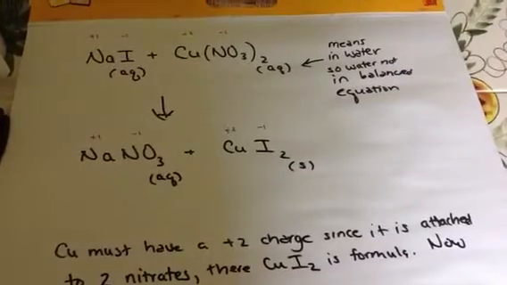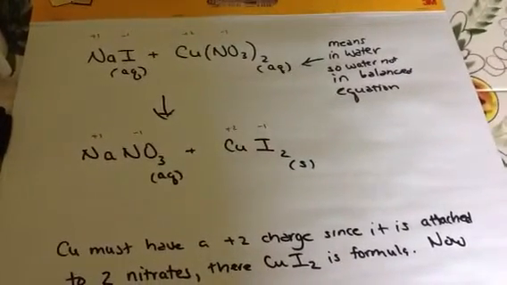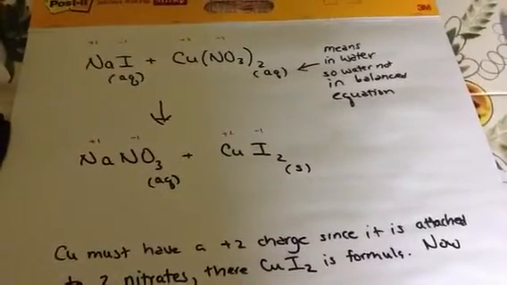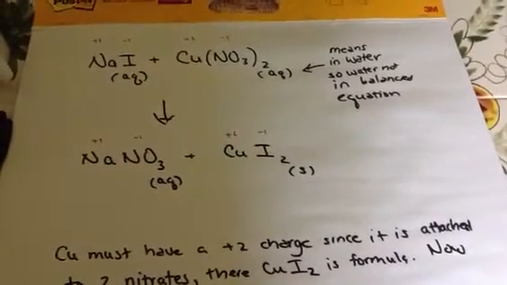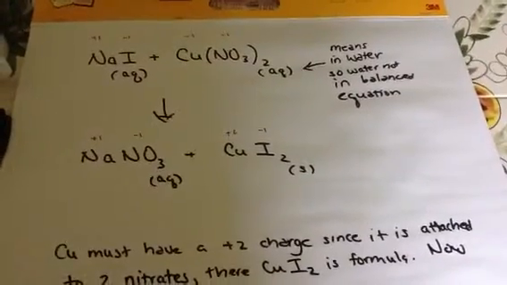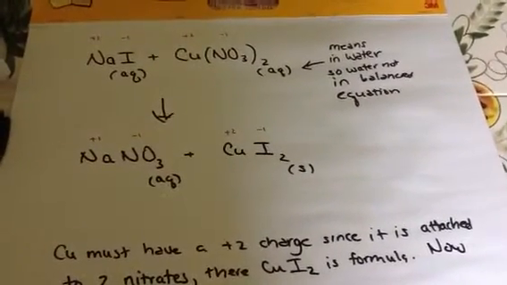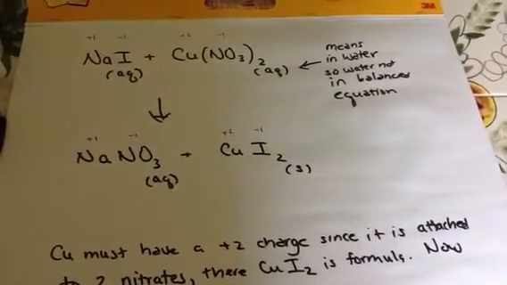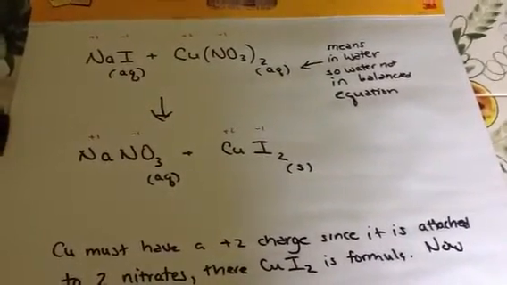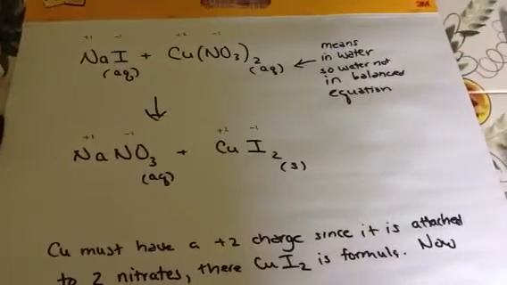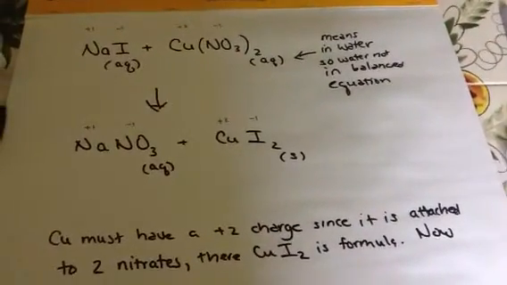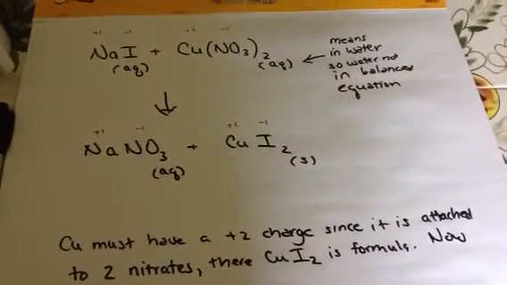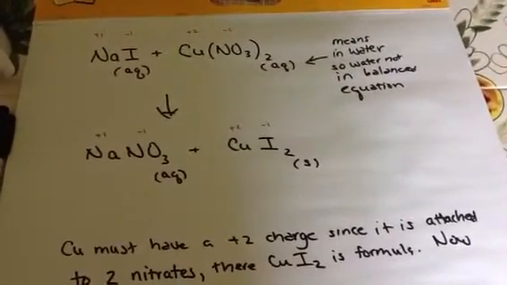So you see sodium is +1, iodine is -1, copper is +2, and nitrate, if you look that up on your polyatomic table, that's -1. So that's why the formula is the way it is. And the AQ means that the water is already in the equation, so you don't have to have actual compound water in the equation. So anyway, when they do an exchange, that means the cation from the first material goes with the anion of the second.